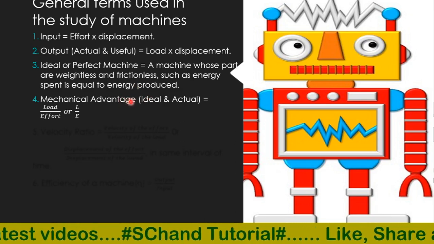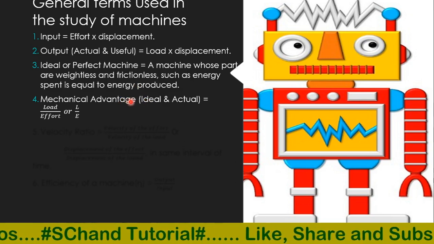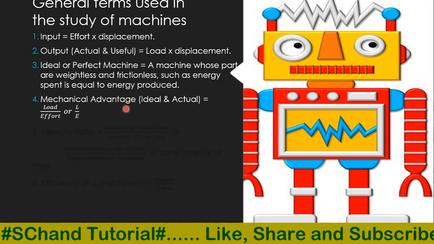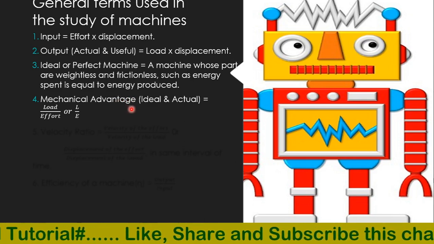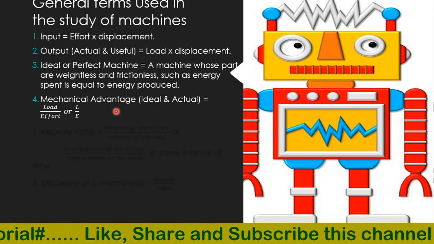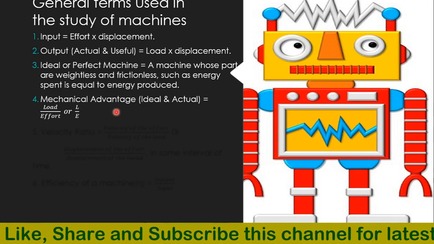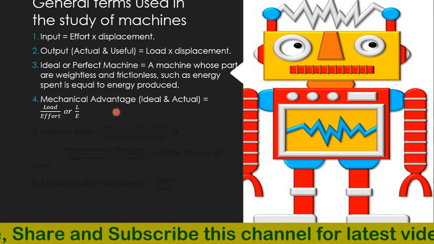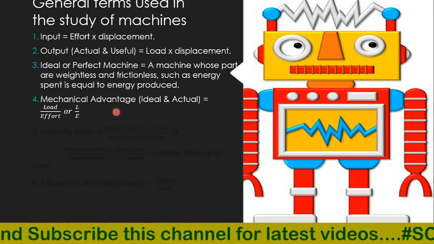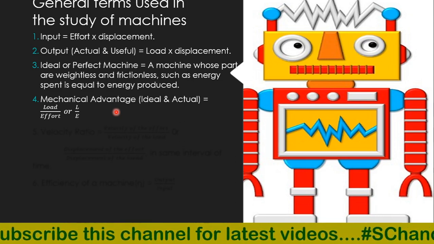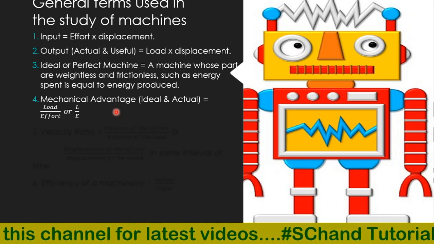So ideal mechanical advantage: the ratio between the total load moved, or the resistance overcome, to the effort applied is called the ideal mechanical advantage. Ideal mechanical advantage means the total mechanical advantage including friction. Actual mechanical advantage: the ratio between the useful load moved, not considering the resistance or friction offered by the machine, to the effort applied is called the actual mechanical advantage. So the formula is the same for both cases, load over effort.